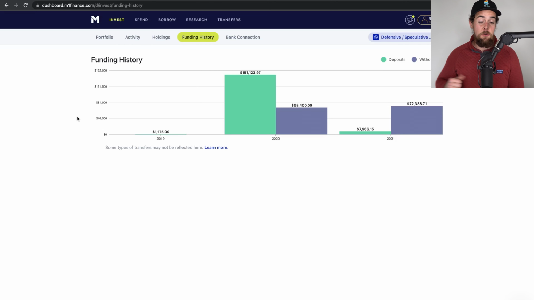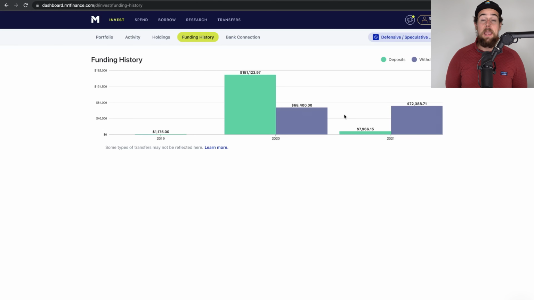So as you can see here, I invested heavily during the pandemic. I put in about $151,000, and I had an outflow or withdrawal of about $68,400. This year, as you can see, I have taken out a lot more money than I put in just because I was selling off some long-term capital gains from those pandemic purchases of those blue chip stocks. So I've only had about $8,000 of deposits and $72,000 of withdrawals.